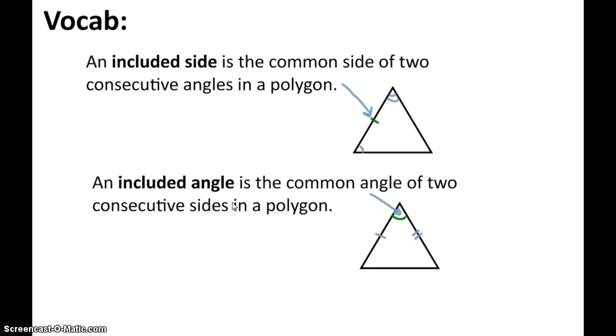Alright, so now we need to look at the included angle. This angle sits in between the two sides. So it's similar to the included side, but this time the angle is the one that's in between. So side 1 and side 2 are the only two sides that touch the same angle. So this angle must be the included angle.